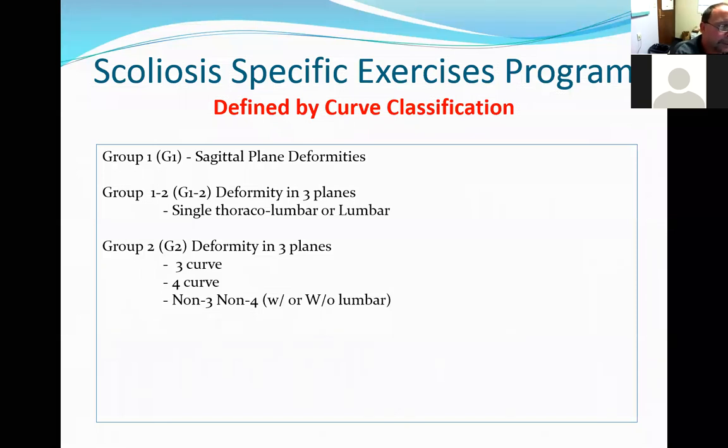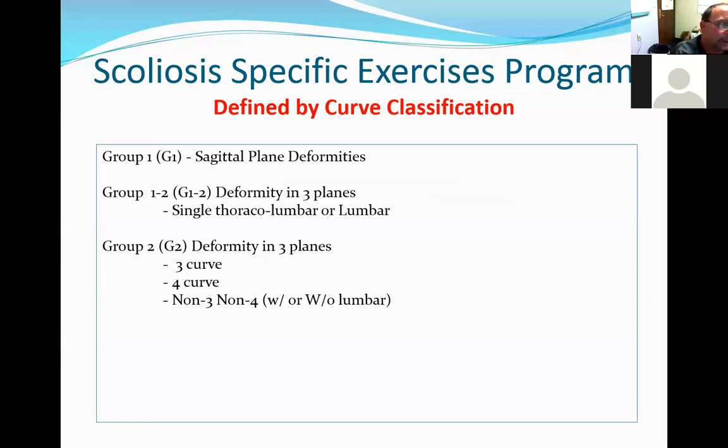And then you have your non-3, non-4. That means that patient does not fit a 3 curve pattern or a 4 curve pattern, but they may have 1 or 2 curves. So if you had somebody with a single curve whose apex was at T8, and their shoulders are balanced over their pelvis, they'd be classified as a non-3, non-4 with or without lumbar, depending on if they have a lumbar curve.